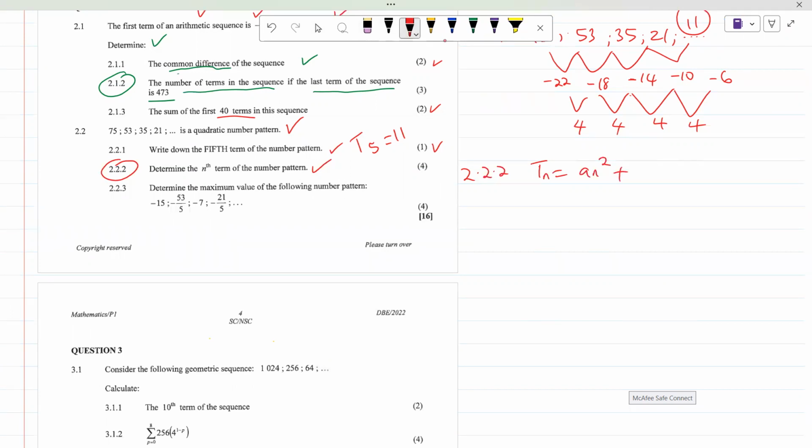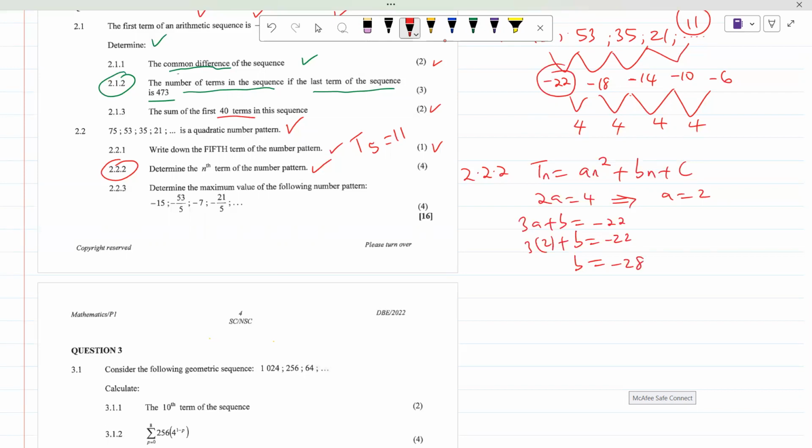Right, the nth term is an squared plus bn plus c, which means 2a is 4. You divide through by 2, and then it means a is equal to 2. The next thing is to say 3a plus b is equal to minus 22. But we know a is 2, so that b is minus 22 minus 6, which is minus 28.